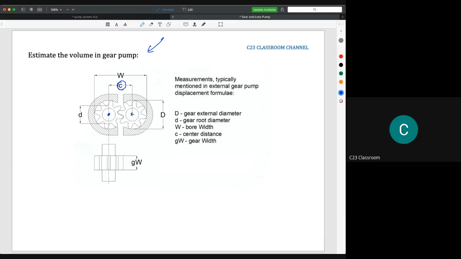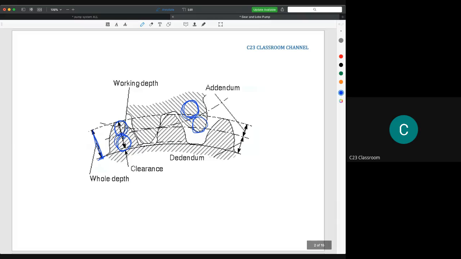And you could calculate the D here. So D here is actually the diameter from the top of the addendum to this point. Okay, so we call it D, or the gear external diameter. Or we could calculate the value of small d here, meaning the distance from this point to this point.